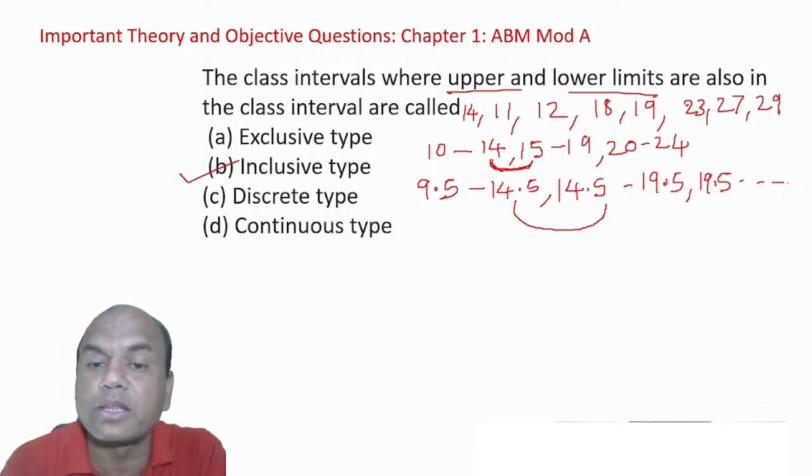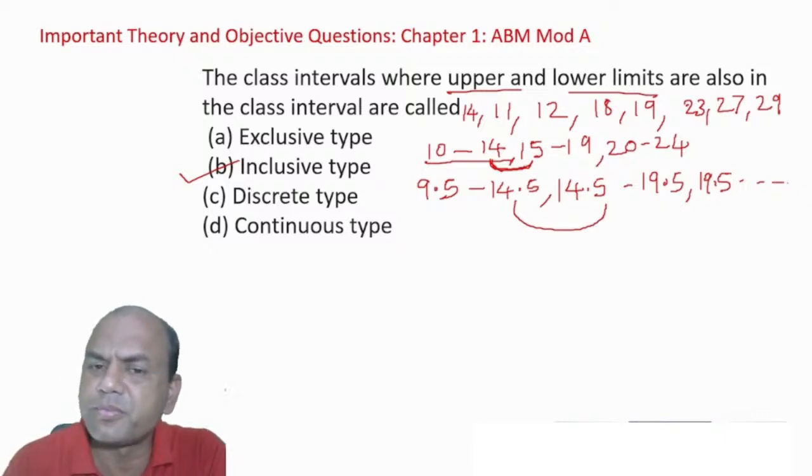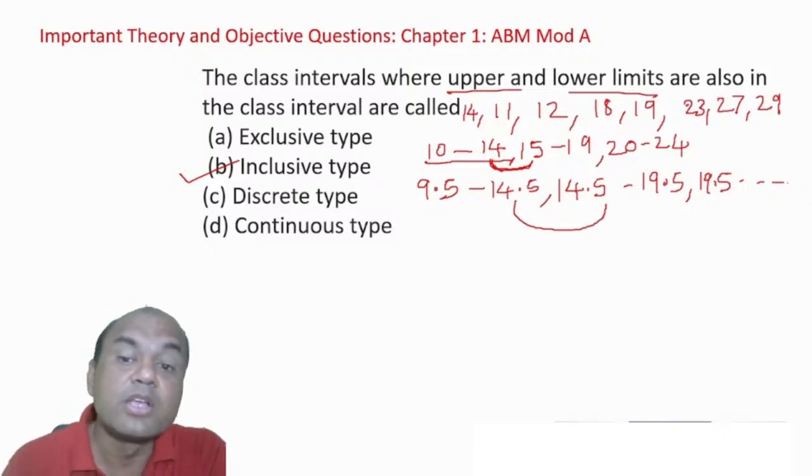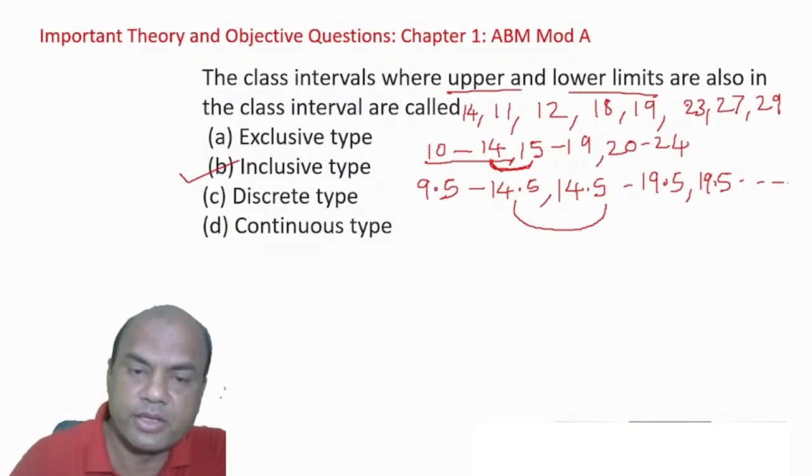Suppose if I get the number 14, I'll arrange it in this class, not in this 15. The number 19 I'll arrange in this class. Okay, the remaining are easy for you, right? So this is known as inclusive type. Got it, everyone? Clear? Move on.